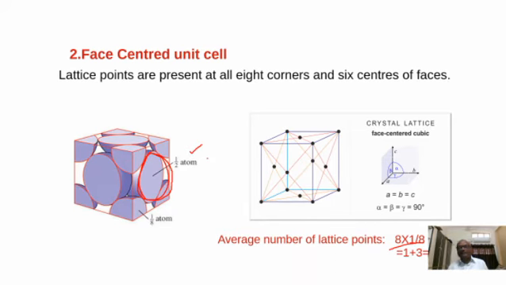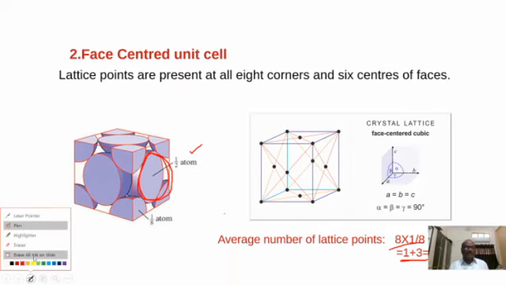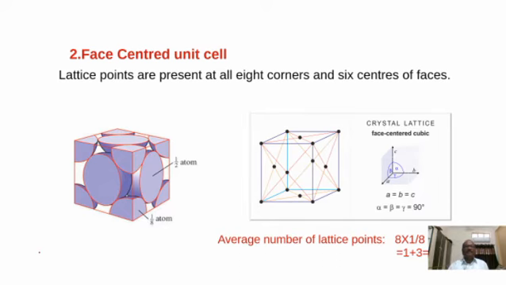So how many face centers are there? 6. That's why 6 into 1 by 2. So 8 into 1 by 8 is from corners and 6 into 1 by 2 will be from faces. It will be equal to 1 plus 3, 4. The average number of lattice points present per face-centered unit cell will be equal to 4. In the case of simple cubic, it was 1. Now we are saying it is equal to 4 in the case of face-centered cubic cell.